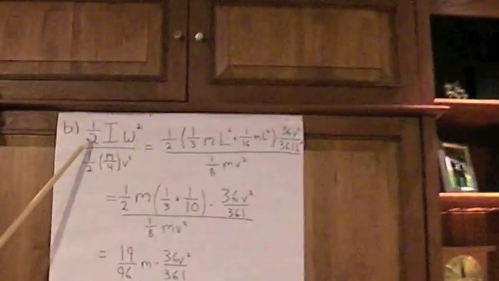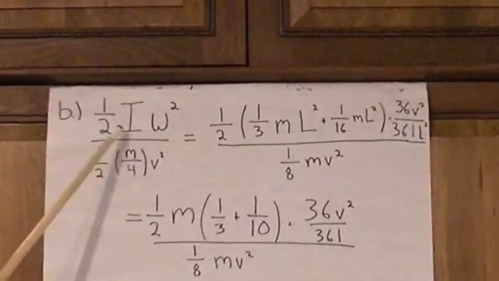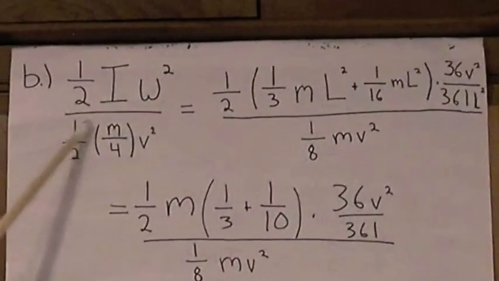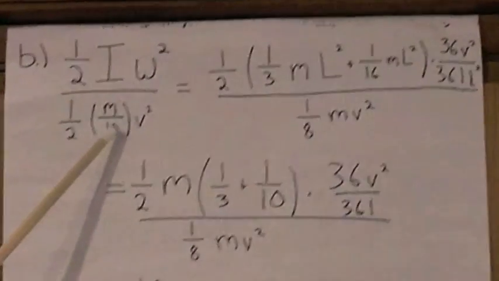Part B. What is the ratio of the kinetic energy of the system after the collision to the kinetic energy of the bullet before the collision? Alright, so here we have the equation for the kinetic energy after the collision. Here we have the kinetic energy of the bullet before the collision.